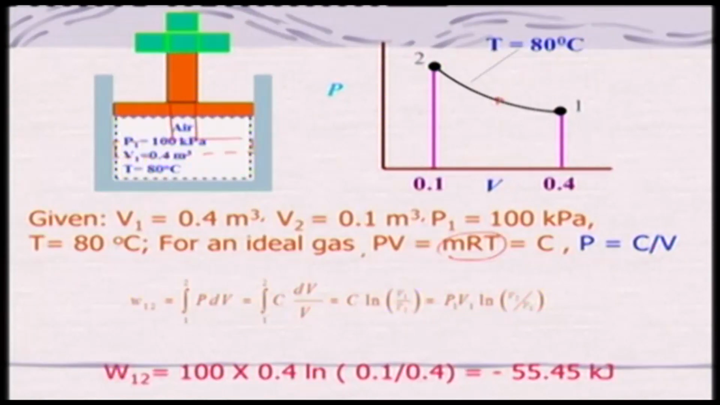That means what? Who is doing work here, system or surrounding? It is the surrounding that is doing the work on the system, right. Are you getting? If the system will be doing work, then it will be positive. That means this is basically a compression work, and if it is expanded, that means the piston will move.